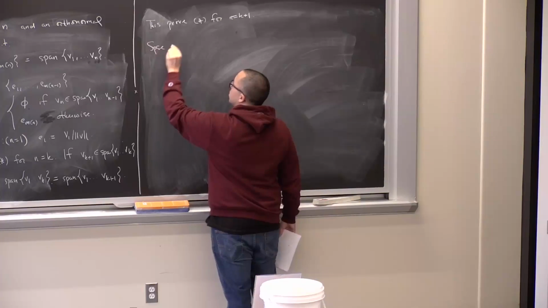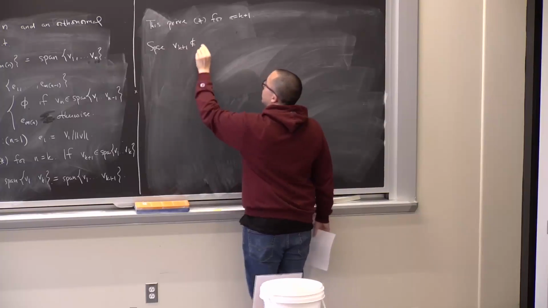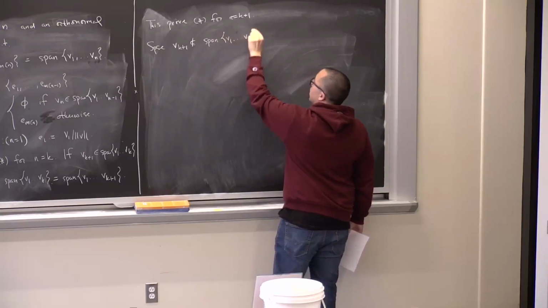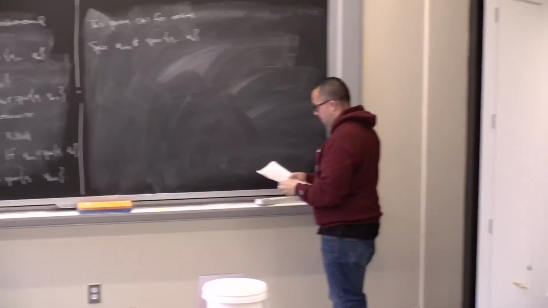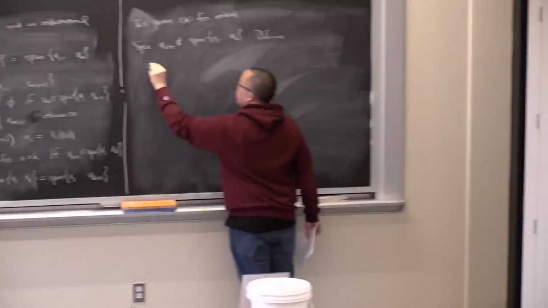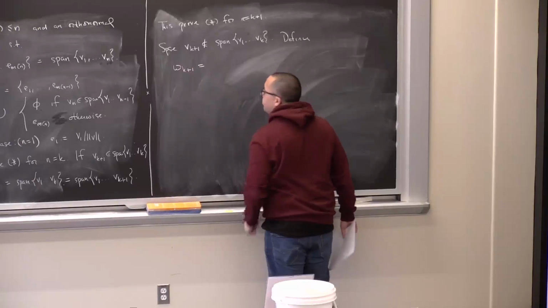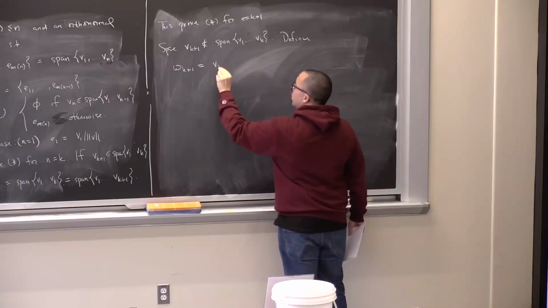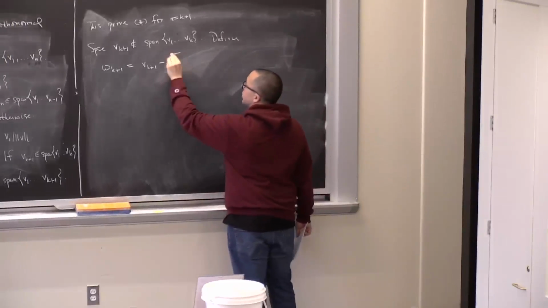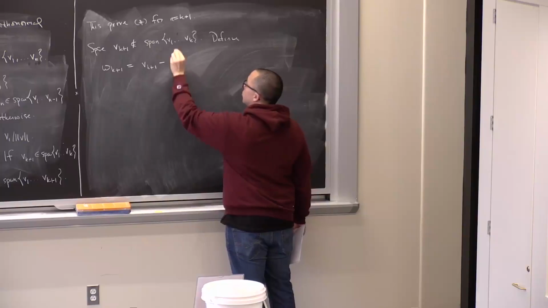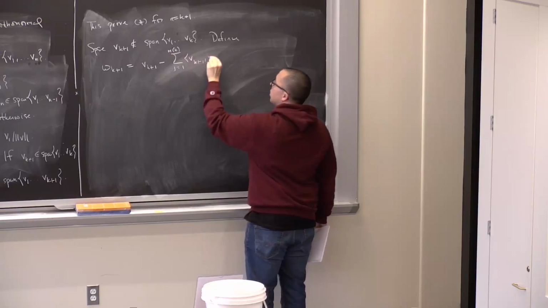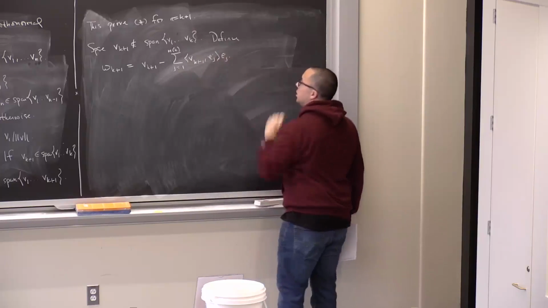So now suppose V_{k+1} is not in the span of V1 up to Vk. I define W_{k+1} to be V_{k+1} minus its projection onto the previous list of orthonormal vectors. So the sum from j equals 1 to m(k) of ⟨V_{k+1}, E_j⟩ E_j.